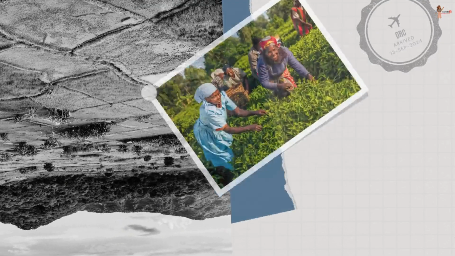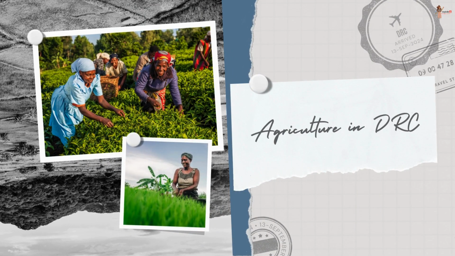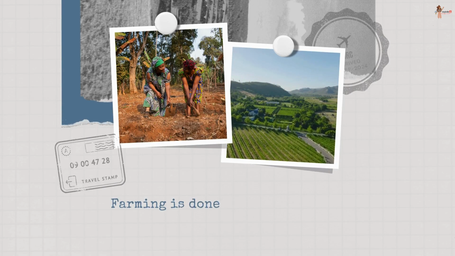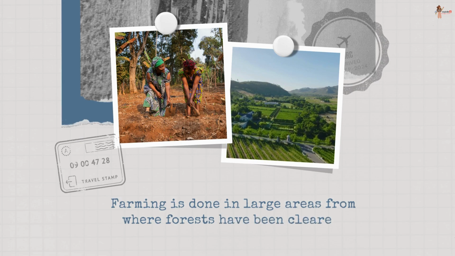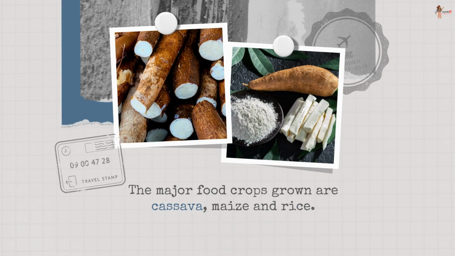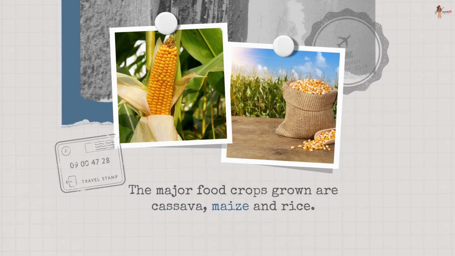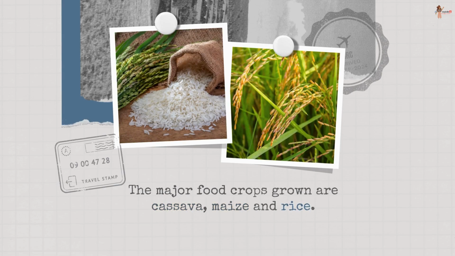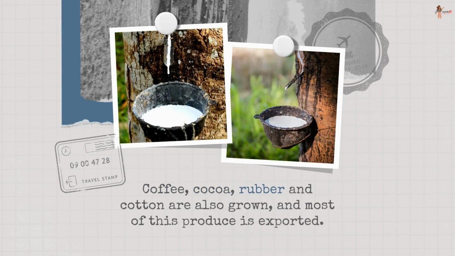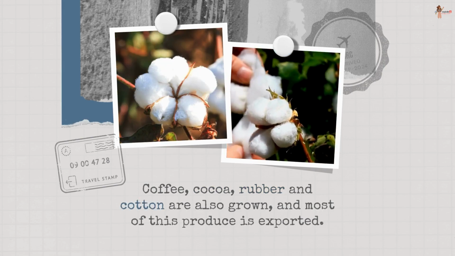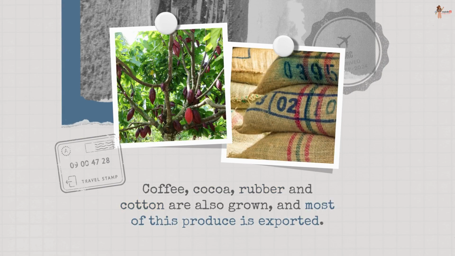Now let's talk about agriculture in DRC. Farming is done in large areas from where forests have been cleared. The major food crops grown are cassava, maize, and rice. Coffee, cocoa, rubber, and cotton are also grown, and most of this produce is again exported.